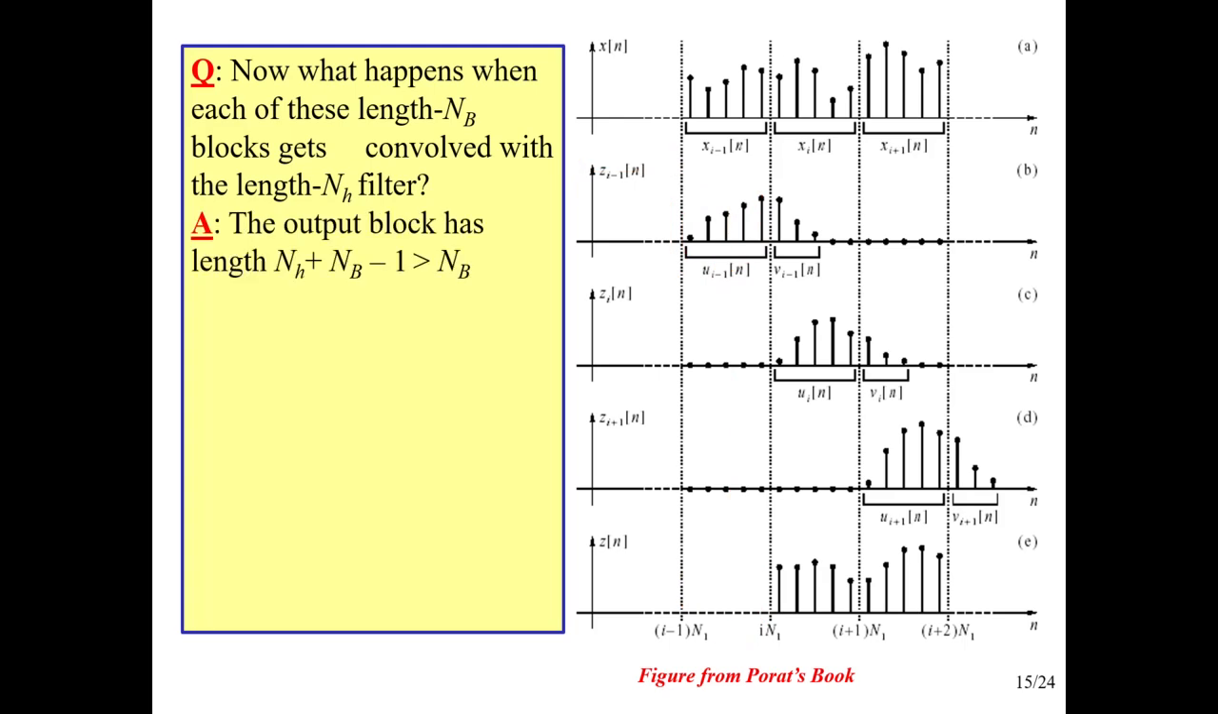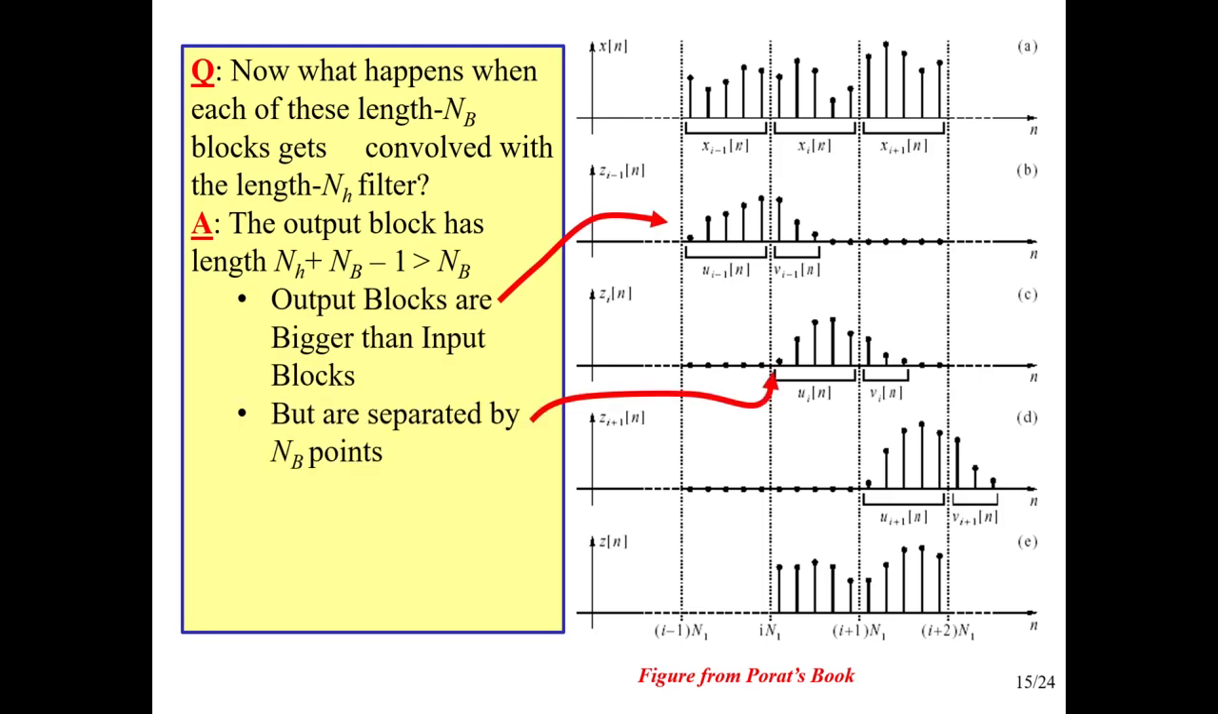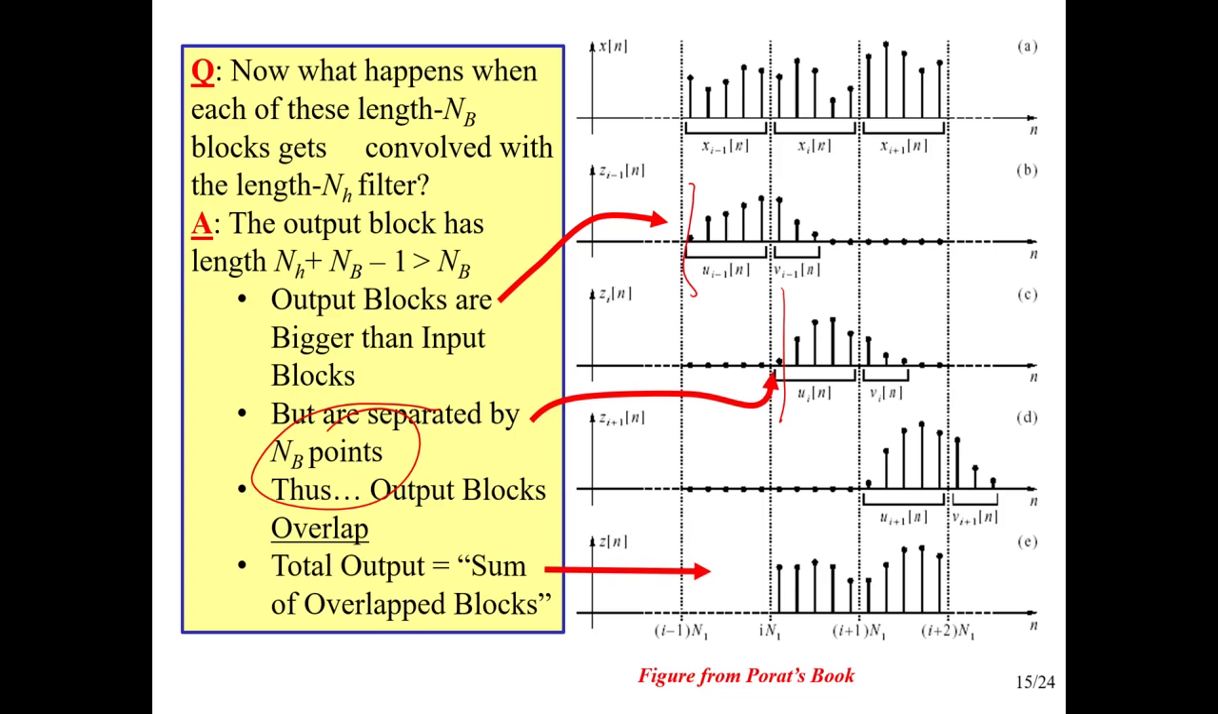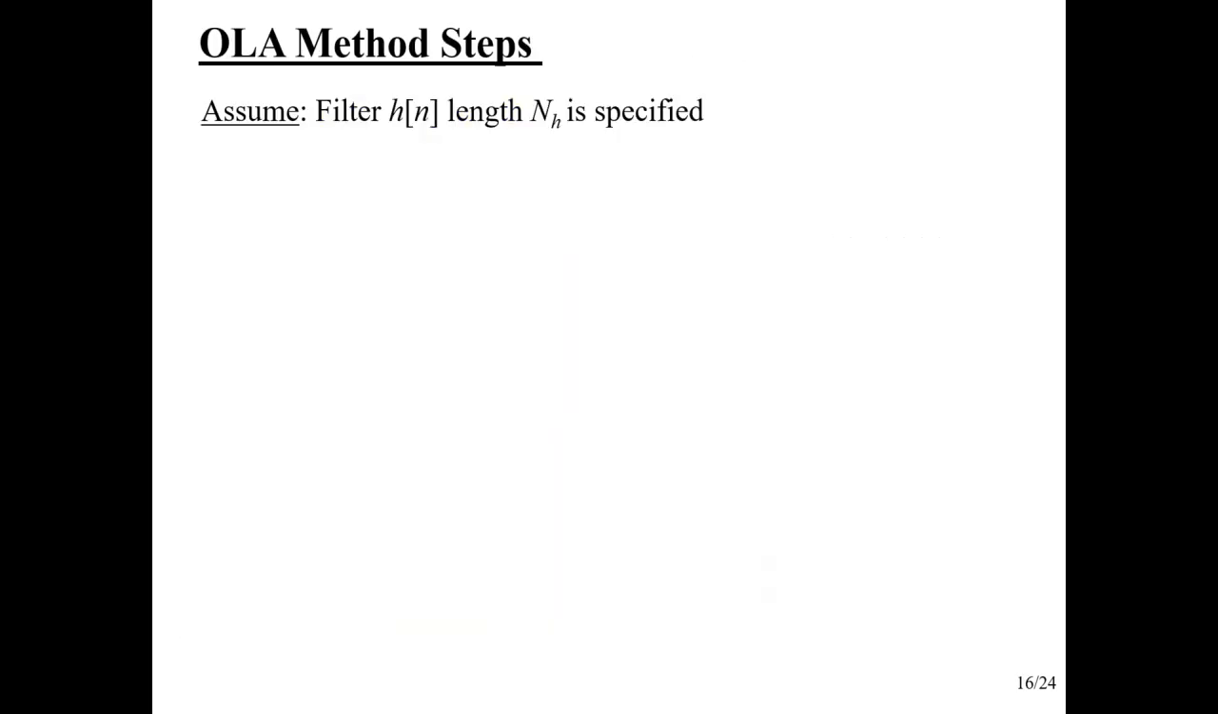That's what I'm just talking about. The output block has length that's bigger than NB, but the beginnings of the output blocks are separated by NB. That just means the output blocks all start at the same place that their corresponding input blocks started. So they end up overlapped, and you have to add them up. So that's why it's called overlap add. I'm getting ahead of myself. Overlap save is the second method that we'll talk about.